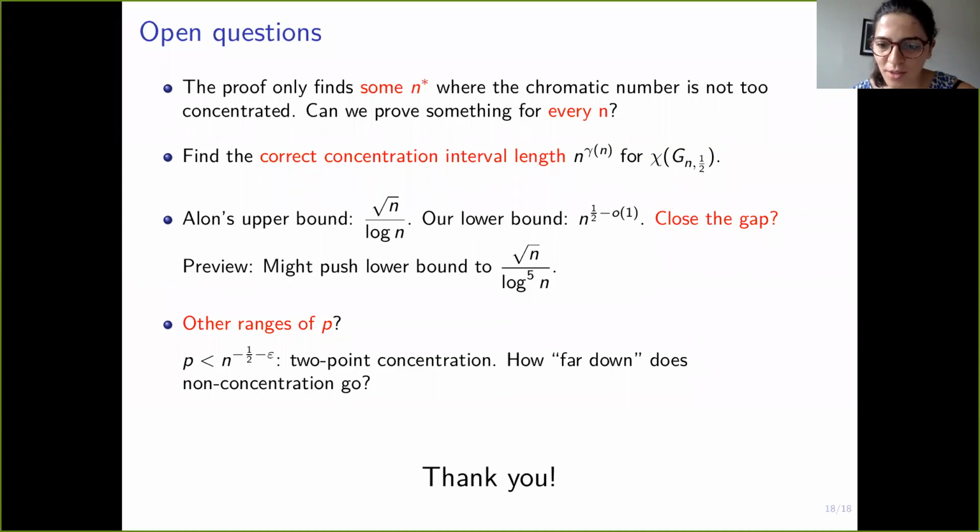Ross has a question. He says, what about random regular? I haven't tried doing it for random regular graphs, so I don't know. Maybe there's some easy way to do the same thing, but I haven't tried it.